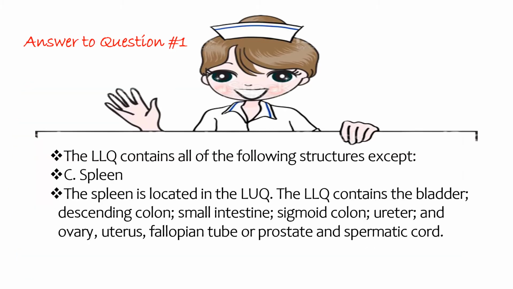Alright, so this is the answer to question number 1. Okay, the left lower quadrant contains all of the following structures except the spleen. Of course, your spleen is located in the left upper quadrant. So, the left lower quadrant contains the bladder, descending colon, small intestine, the sigmoid colon, the ureter and ovary, uterus, fallopian tube, or prostate and the spermatic cord.